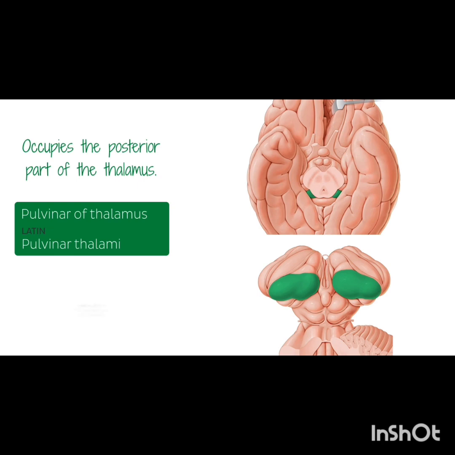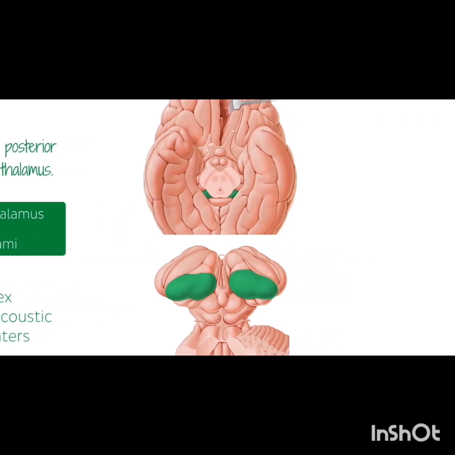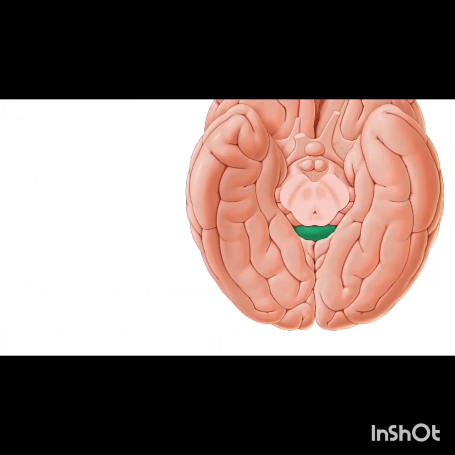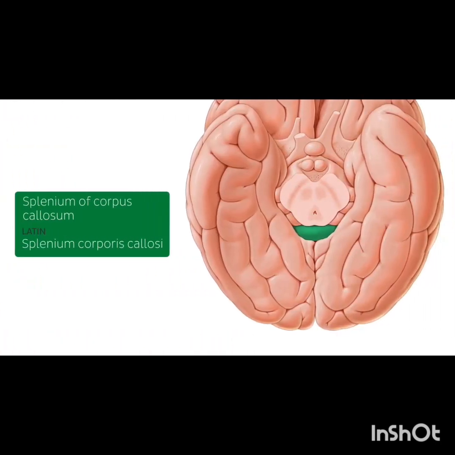It also receives afferent fibers from the lateral geniculate body and possibly from the medial geniculate body as well. The pulvinar is connected to the visual cortex as well as the optic and acoustic control centers. The next structure we're going to be highlighting here is known as the splenium of the corpus callosum.